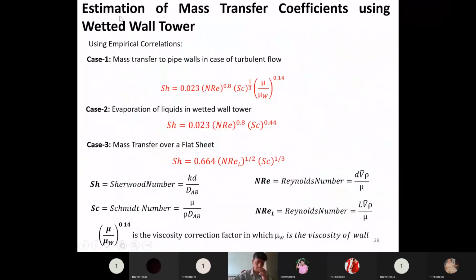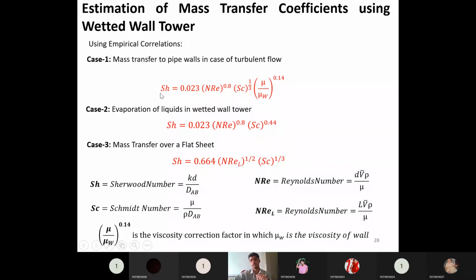So this is estimation of mass transfer coefficient using a wetted wall tower. Using empirical correlations, you already know, those are the standard correlations or standard relationships. Particularly this equation is suitable for this case. Case one is mass transfer to pipe walls in case of turbulent flow. In this particular region only, this equation is valid, which is Sh.